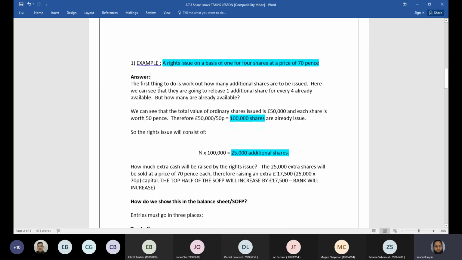Right then, so what do we do then? First thing to do is to work out how many additional shares are to be issued. Here we can see that they are going to release 1 additional share for every 4 already available. How many are already available?